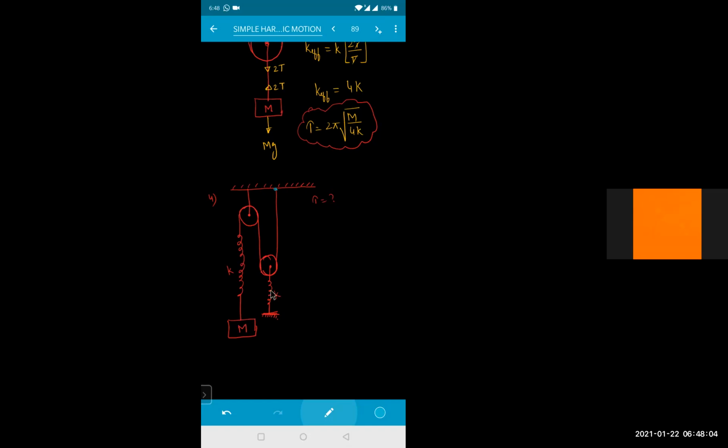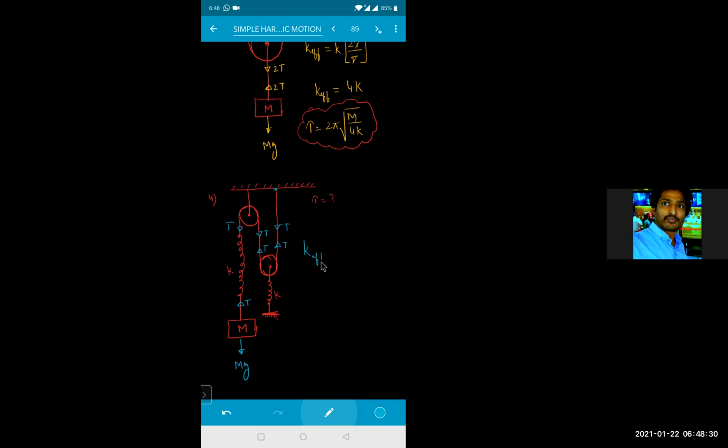Yes, sir. This one is a different string. This one is a different string. Say in this one, if the tension is right now T, so obviously in this one it is also T. In this one also, if the tension is T, here also it is T. So here also it is capital T, and here also it is capital T. And weight of this one is right now capital M into G. Okay. So calculate the K effective, beta.